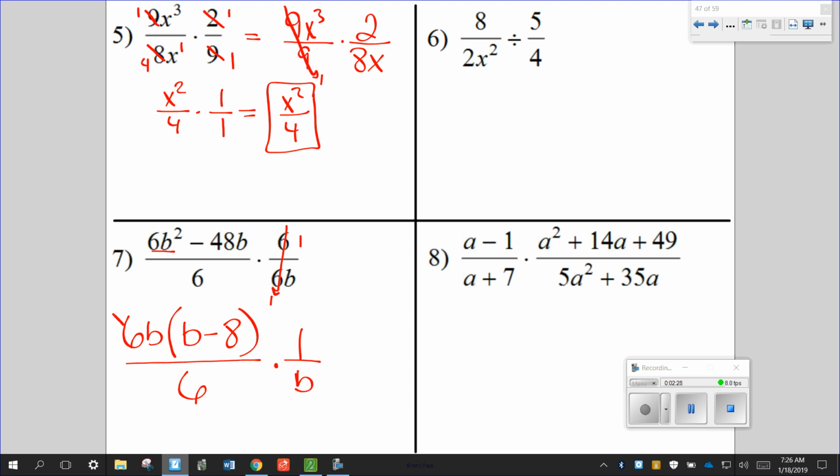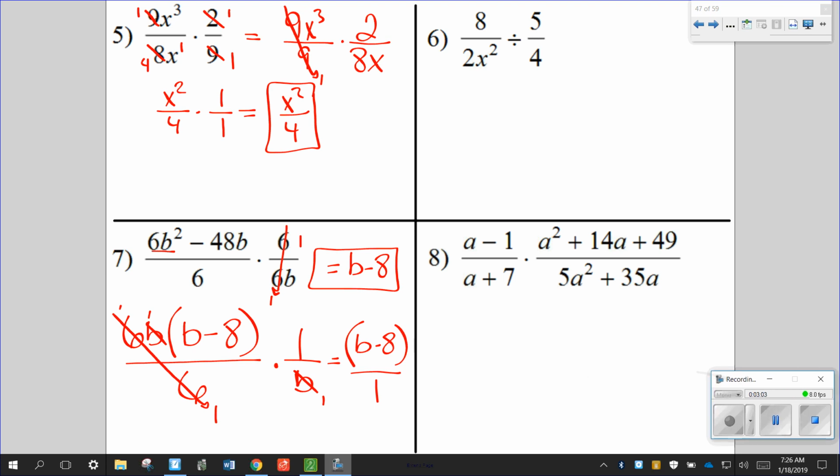Alright, well, here we have the same situation again. 6 divided by 6, that's just 1. We also have a b divided by a b over here. So that becomes 1 and that becomes 1. So we have 1 times b minus 8 times 1, which is just b minus 8, right? And that is being divided by 1 times 1. So really all of this is equal to b minus 8. So that's number 7.